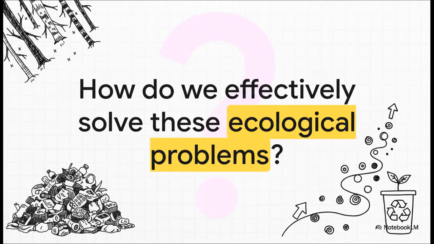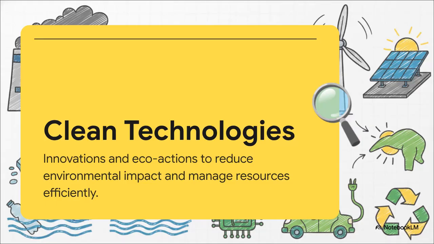So we know tree populations are declining, we know the waste is just piling up. So how do we actually solve these mounting ecological problems? What's our actual way out of this crisis? Well, the crucial point is, the answer really lies in clean technologies. This is our primary weapon against environmental degradation. And clean technologies aren't just one single thing. They're this powerful combination of modern innovations, dedicated eco-actions, and smart strategic financial investments. Working together, they actively reduce our environmental footprint and help us manage our natural resources with just incredible efficiency.